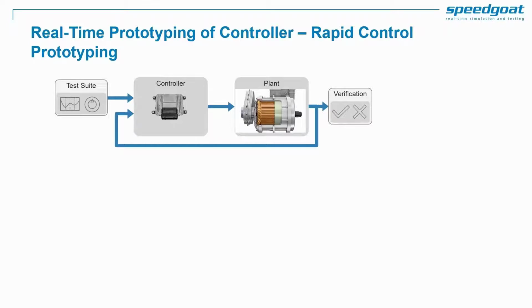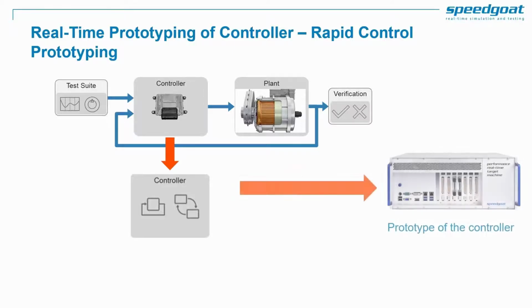After designing your controller model on the desktop, it is time to create a real prototype of it using real hardware. To design your controller, you would like to create a prototype of it and connect it to your plant. You can use the created model of your controller in Simulink and deploy it onto the Speedgoat test system. This way, the Speedgoat test system itself acts like a prototype of the controller. This is called rapid control prototyping.